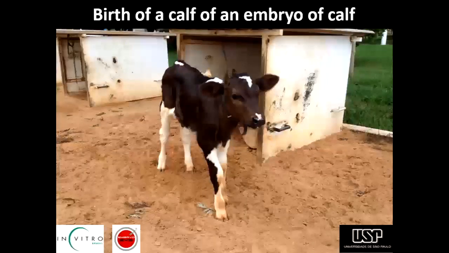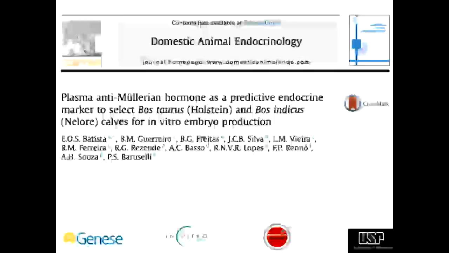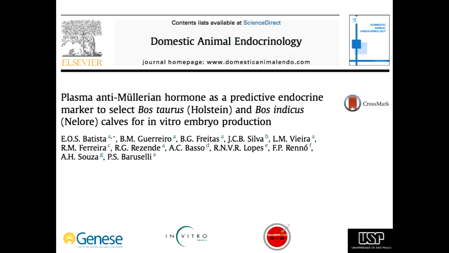So this is the first birth that we have in São Paulo University some years ago. The mother was 2 months old, sorry, and she was born in our situation. So if you would like more information about that, we published in Domestic Animal Endocrinology this paper showing the efficiency, and also we measure plasma anti-Müllerian hormone, and we can also select the best calf donor using this technology, that I will talk with you about at the end, okay?